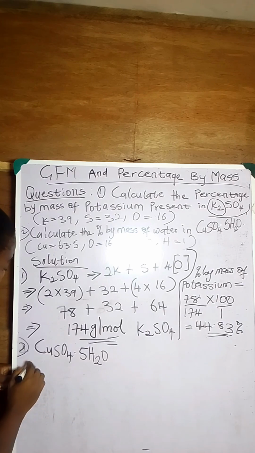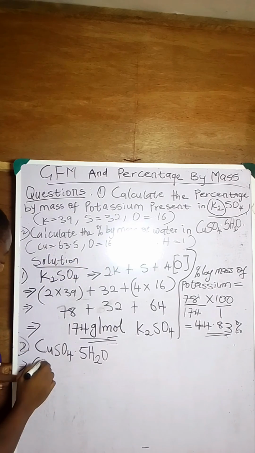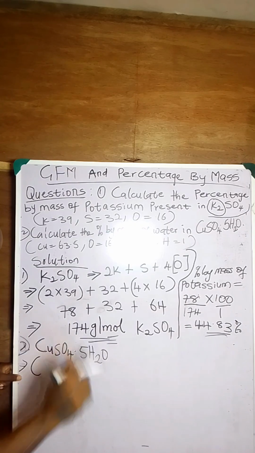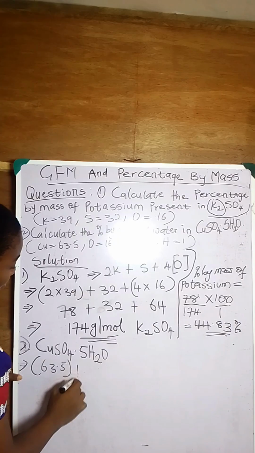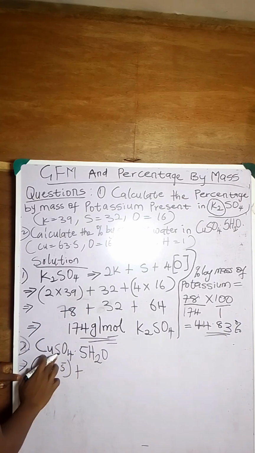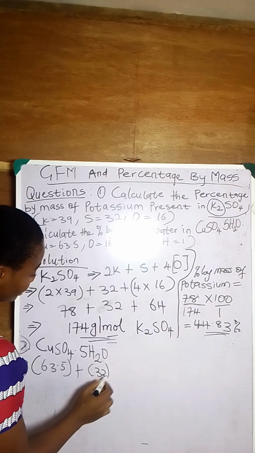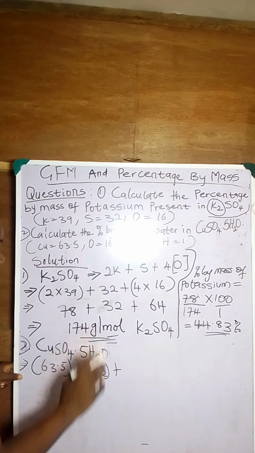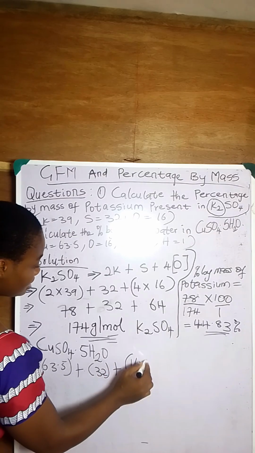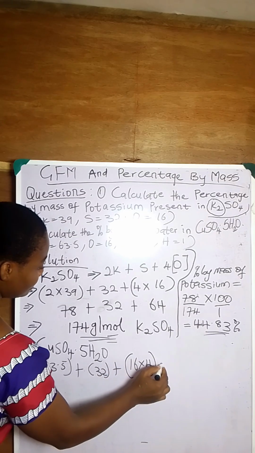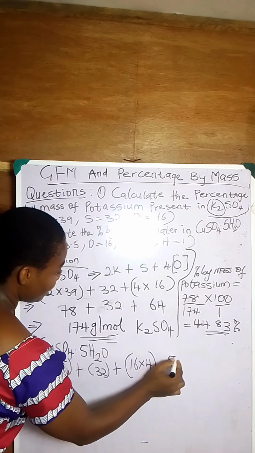Now, anywhere you see copper, you write 63.5. How many copper do we have? Just one copper. So we have 63.5, plus our sulfur, which is 32. How many sulfur? 1. So you have 32, plus oxygen, which is 16. How many oxygen? 4. So we have 16 times 4. And then here comes a molecule of water, which is 5. We put this 5 here.